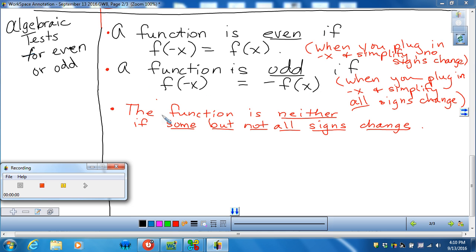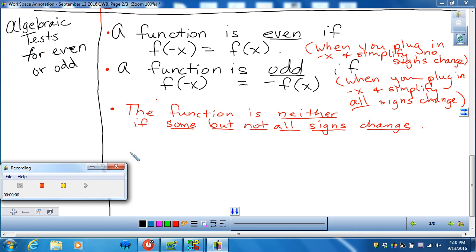A function is odd if f of negative x equals the opposite of f of x. In other words, when you plug in negative x and you simplify, all the signs change. You also have the situation where it's neither even nor odd, and that is the case if when you plug in negative x, some of the signs change, but not all of them.